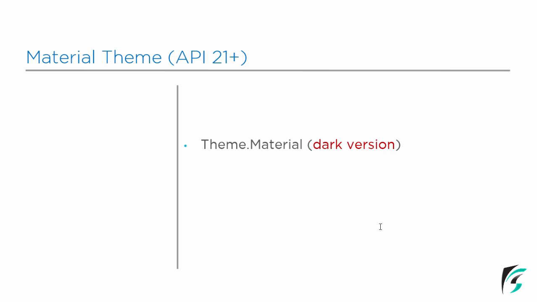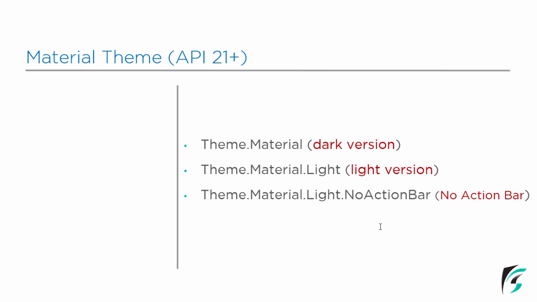There is Theme.Material, which is the dark version of the Android Material theme. Then comes Theme.Material.Light. It is the light version in which the application window is light. The toolbar and the status bar also have the light shade. Then there is Theme.Material.Light.NoActionBar, where the application window will have the light theme, but there will be no action bar.